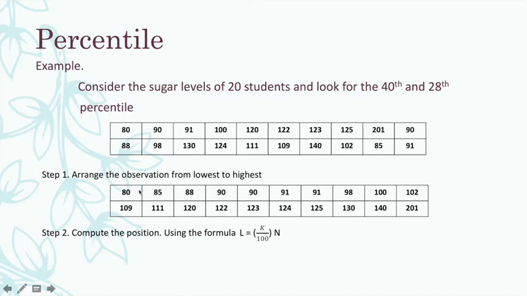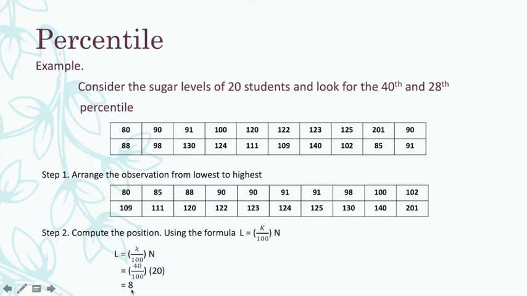Let us count this off: 1, 2, 3, 4, 5, 6, 7, 8, 9, 10, 11, 12, 13, 14, 15, 16, 17, 18, 19, and 20. So there are 20 entries, and N here is 20. Let us compute the L. Plug in the 40th percentile here. K is 40 and N is 20. So L is equal to 40 over 100 times 20, which is equal to 8.